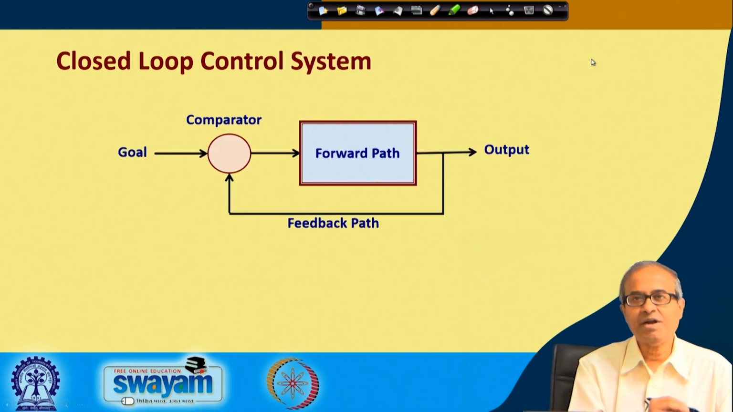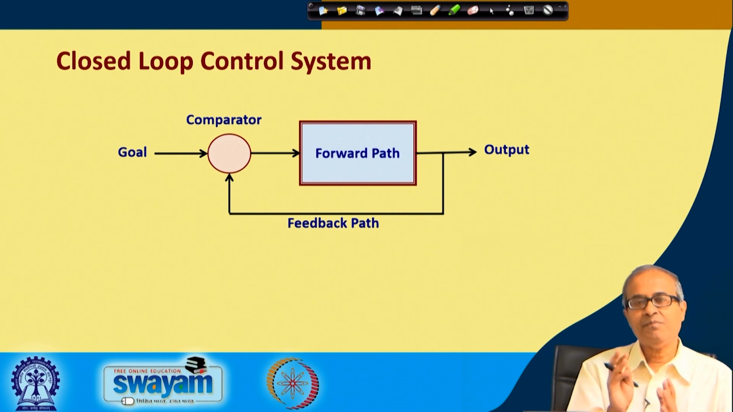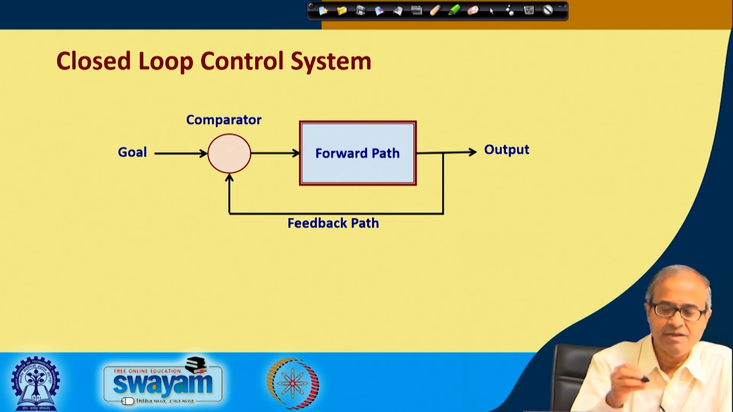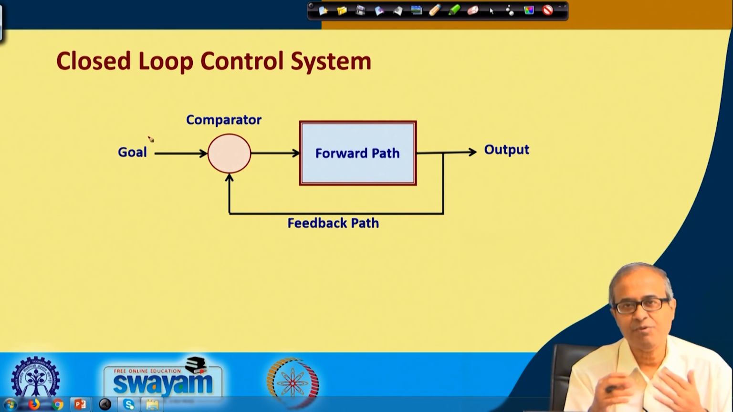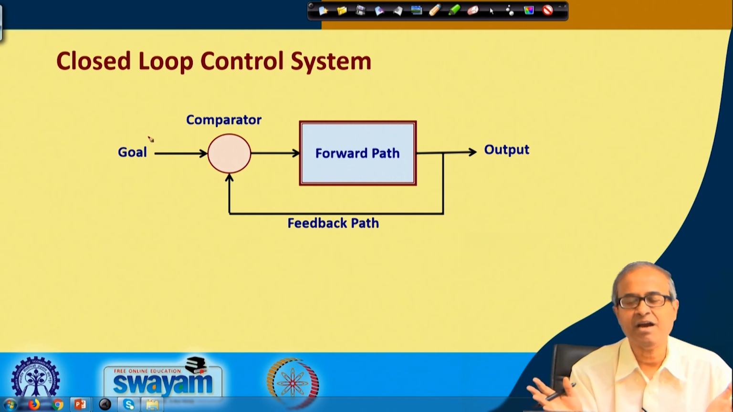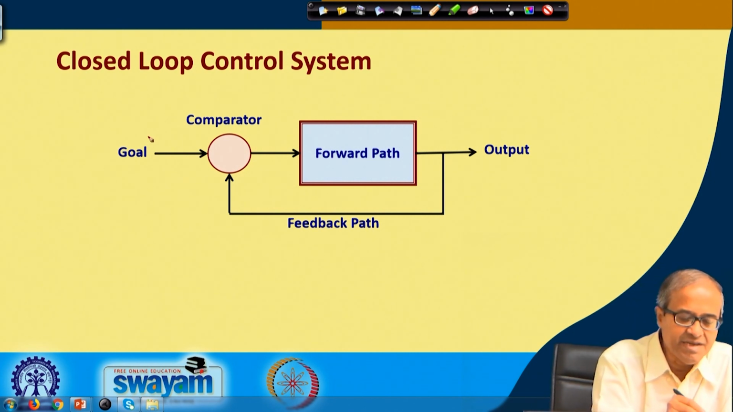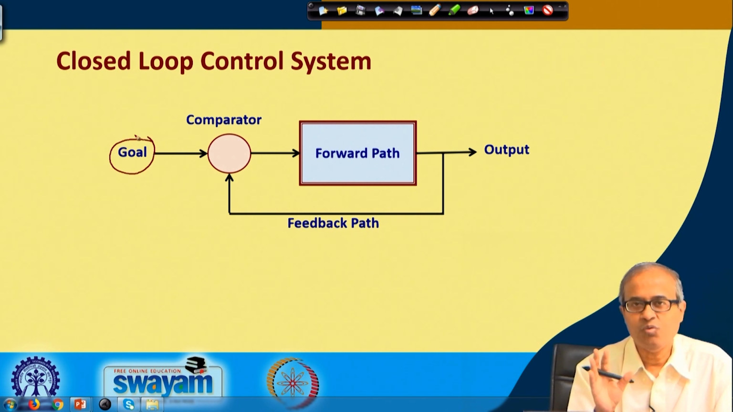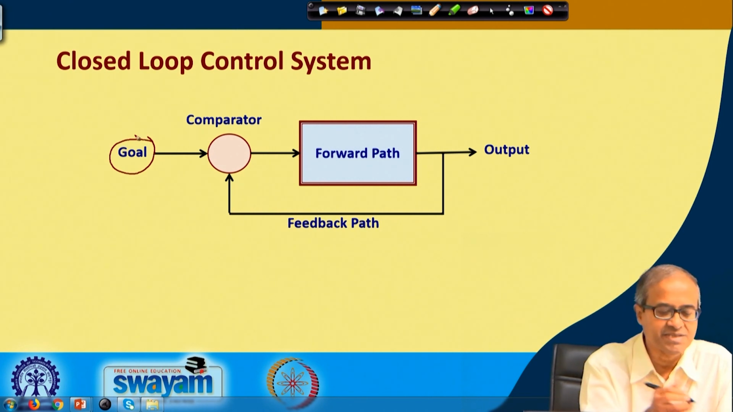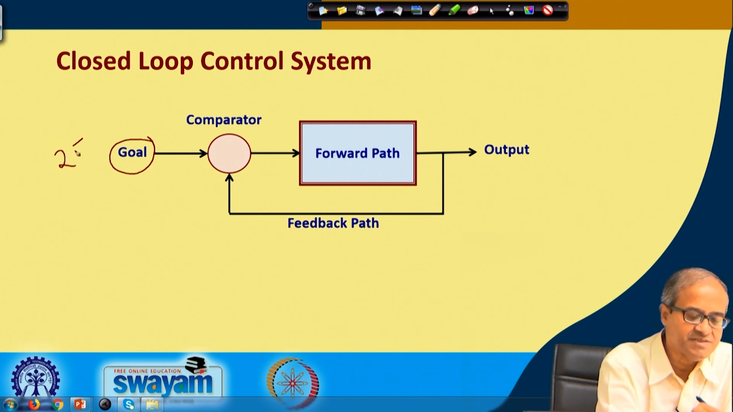So, let us look at a diagram of a typical closed loop control system. What does this diagram contain? Here I am not talking about any specific example of a temperature or pressure or anything, it can be any kind of physical parameter. Here we start with a goal. Goal means we want to maintain the parameter at some particular level. For temperature, let us say it is 25 degrees Celsius. This is my goal, let us say.